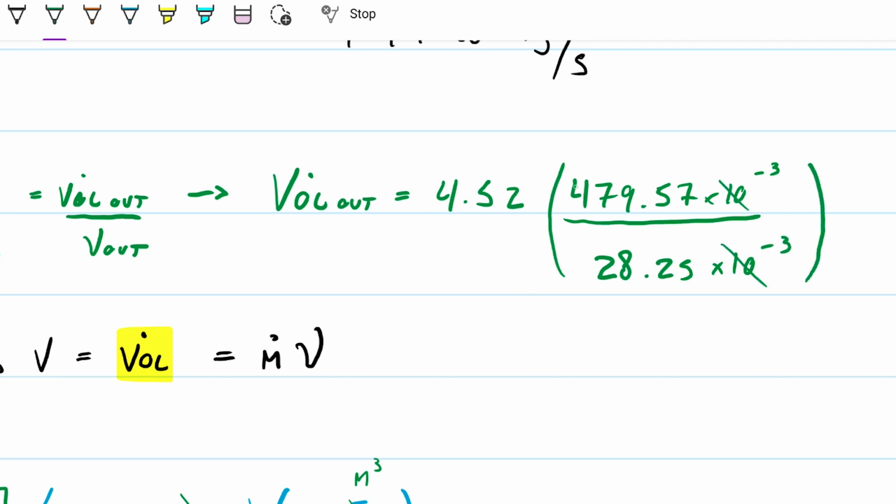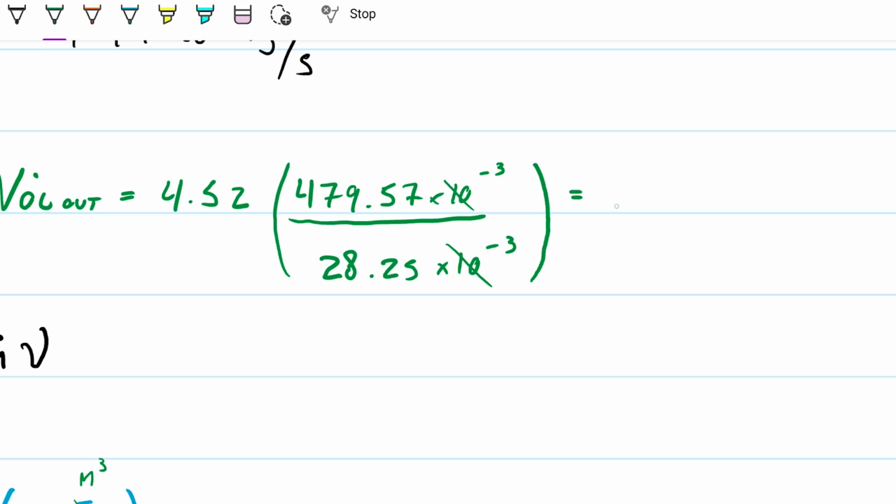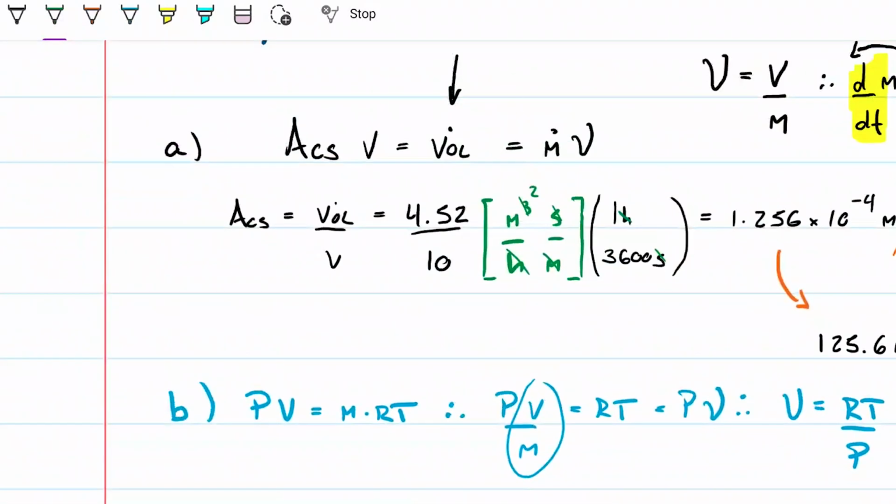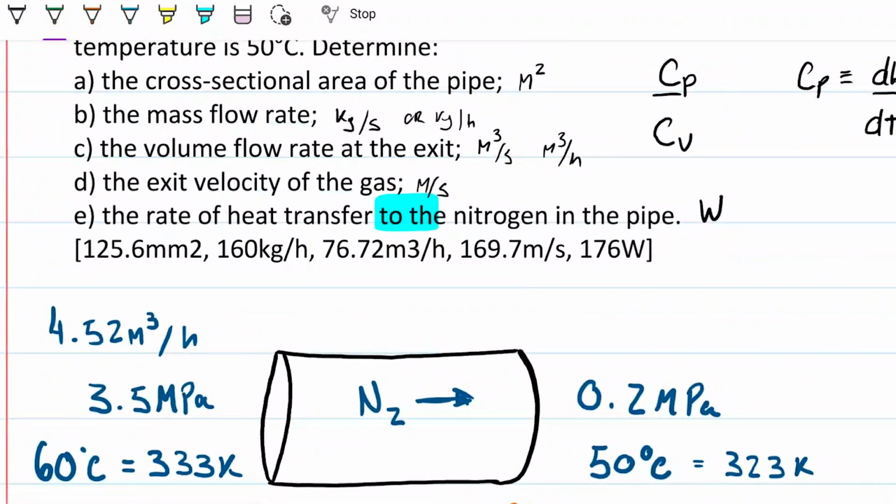These guys go away, and so it's going to be the same thing, but then per hours, obviously. This is 76.73 meters cubed per hour, and if you convert that to per seconds by dividing by 3600, we get the 2.13, right? So the same answer, obviously. And that does it for part C. Part D, what do we need to do? Part D, the exit velocity of the gas.